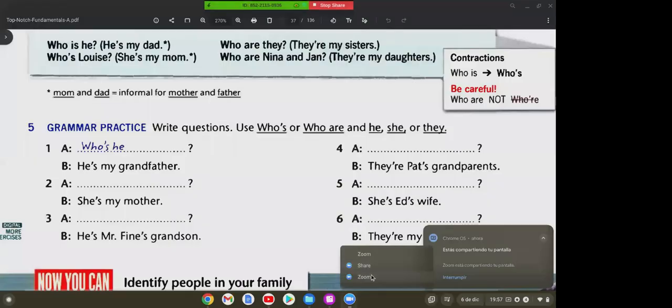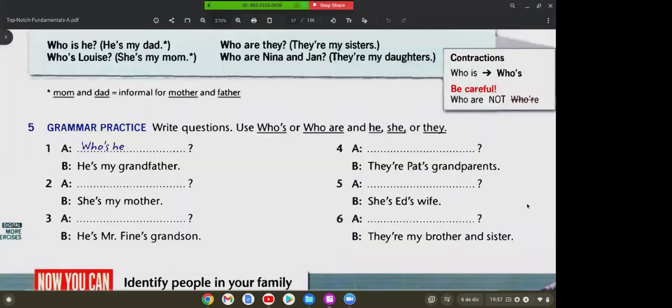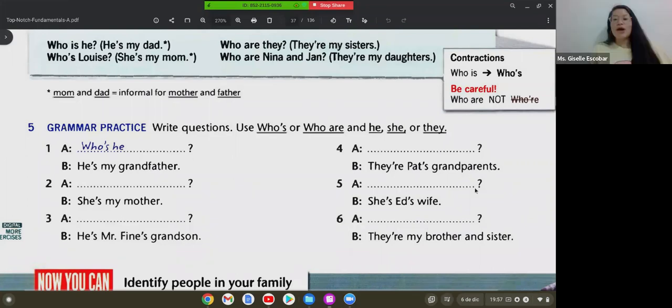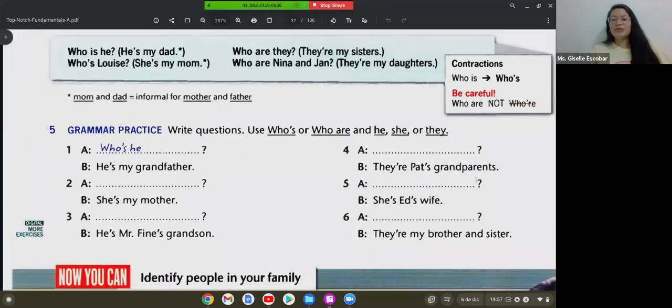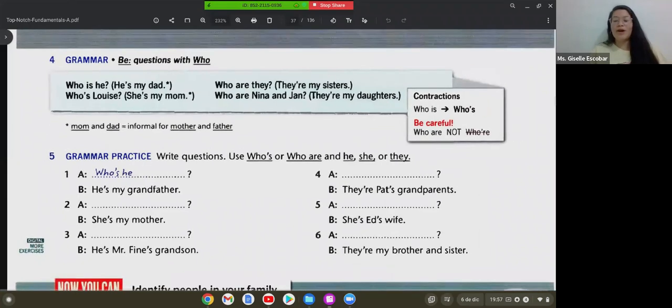So let's continue, guys. Can you see my screen? Yes, teacher. Okay, perfect. So do you have any questions about this part right now? About the grammar or the vocabulary?